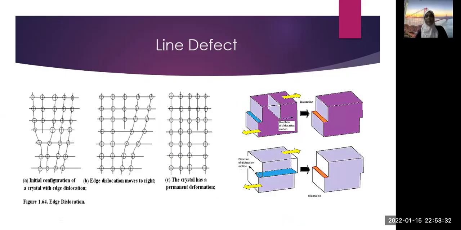Then you have line defects. In line defects, you can see that there is an edge dislocation taking place. In the figure on your right, you can see that the entire block has moved. There's an edge dislocation which has occurred. This can also result in plastic deformation. So these are the two kinds of defects which could occur.